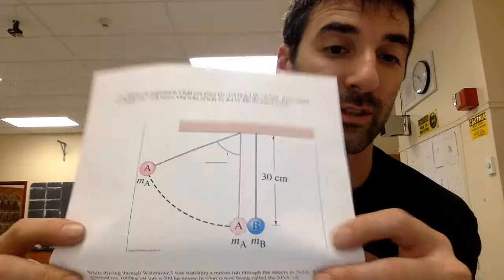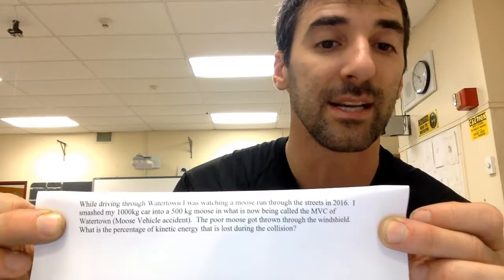The second question is an inelastic collision. This is a collision between a car and a moose. Several years ago in Watertown, you may recall there was a moose running through the streets. So here we have a car driving through the town of Watertown that collides with that moose, and the moose goes straight into the windshield, into the car, deeming it an inelastic collision.